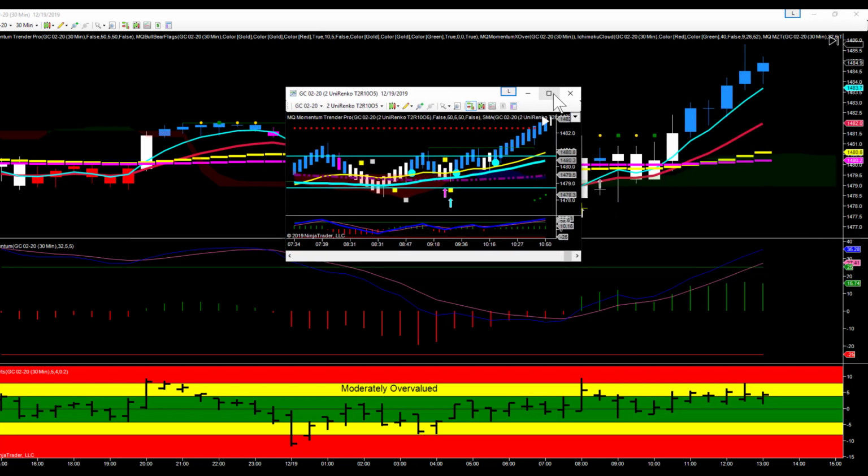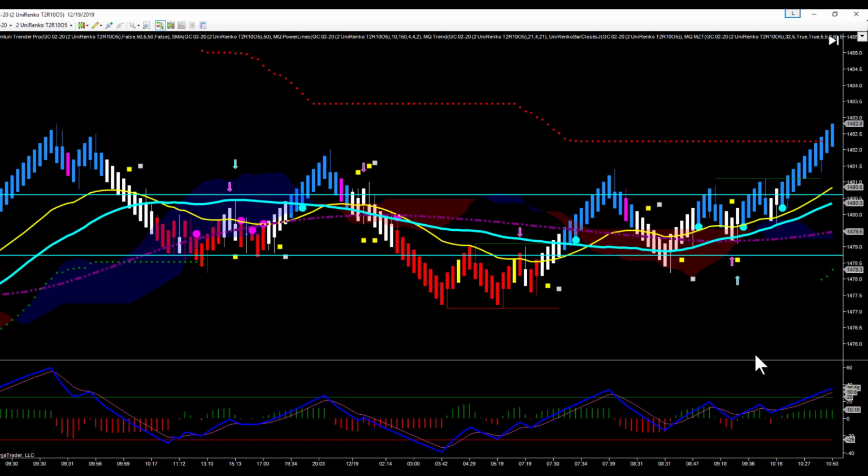Our Unirenko chart is our primary trading chart. Again, you can see London was kind of choppy. It's in a really tight range. Made this false breakout to the upside, and then right in here is where we got our flag setup, both off of the 240-minute chart and the 30-minute chart.